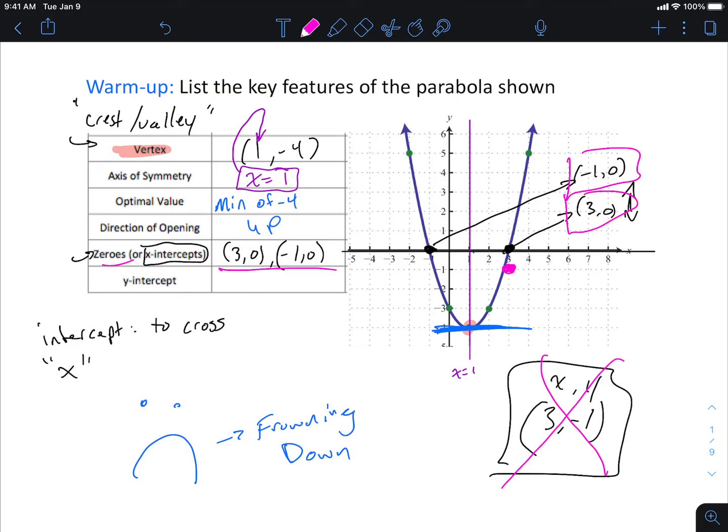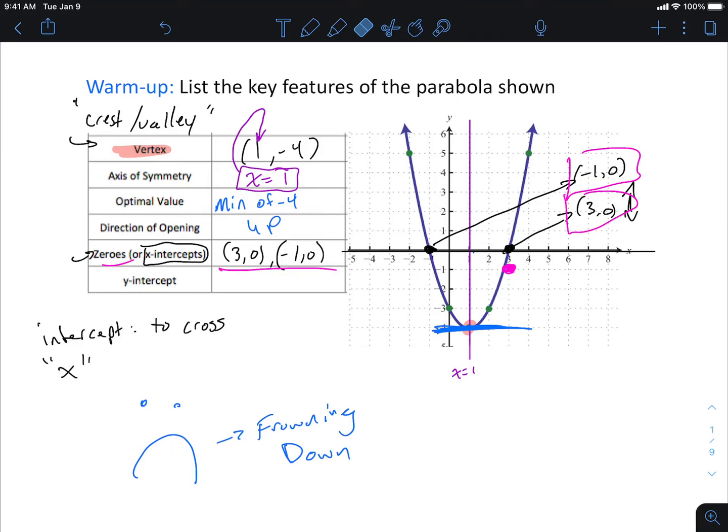Okay? The last one is, I want you guys to find where it crosses the y-axis. Where does it cross the y-axis? Remember, the y-axis goes up and down, right? Where's it cross this pink line? It crosses right there. That's 0, -3. Okay?